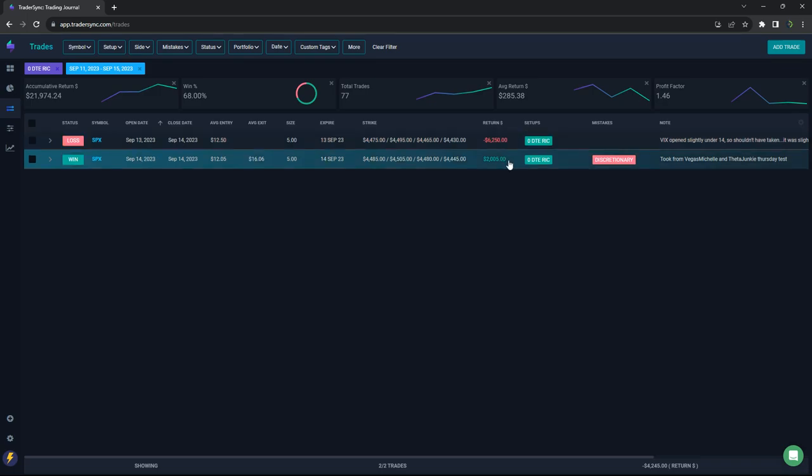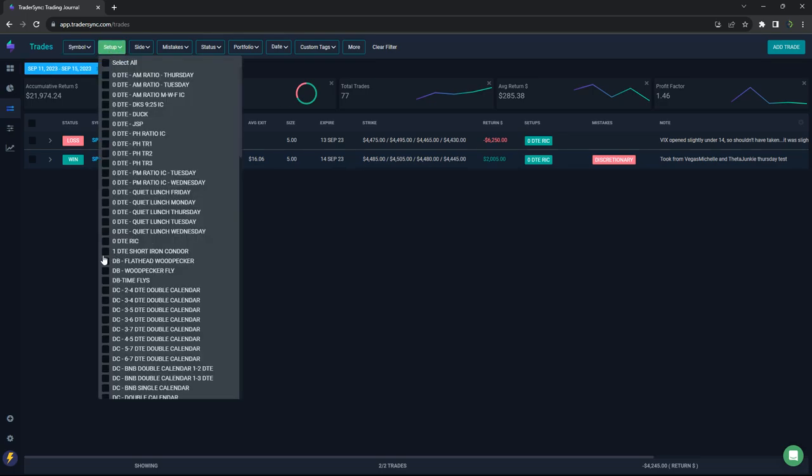One loser, and then I took one yesterday. I put it as discretionary. I borrowed it from a couple ladies in the community, Vegas Michelle and Theta Junkie, who posted their test for Thursdays, and so I ended up jumping on that, even though my normal criteria didn't fit. So I put it as discretionary, but that ended up being a winner. So one loser, one winner. The loser was bigger than the winner, but that's how you play with Rick.